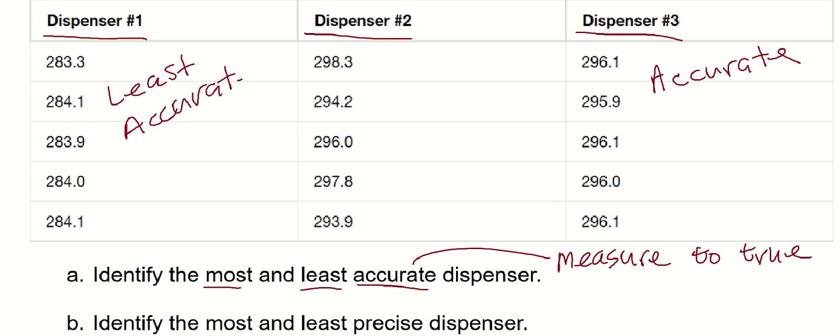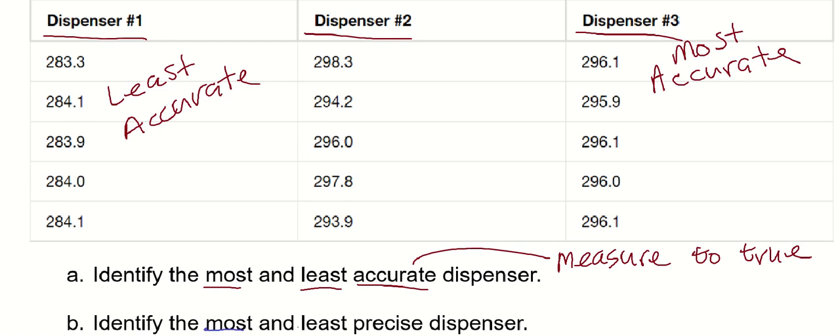All right, so if you don't see this right away, this is most accurate. You can punch in these numbers and subtract from 296, and dispenser A, not even on average, every one of them is farther apart than the other 2 dispensers. Now, let's do precision.